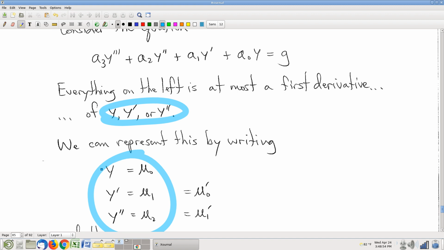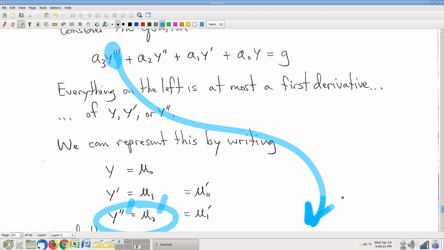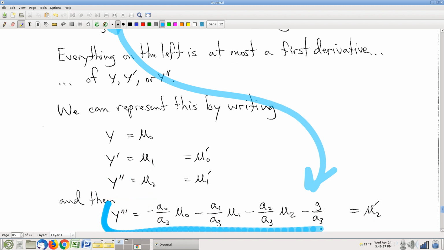Right? And I can recognize that U0 prime is U1. You can see it right there. And U1 prime is U2. You can see that right here. And U2 prime, wait a second. U2 prime is y triple prime, which is right there, and I can solve for it. Right? U2 prime is all of this.